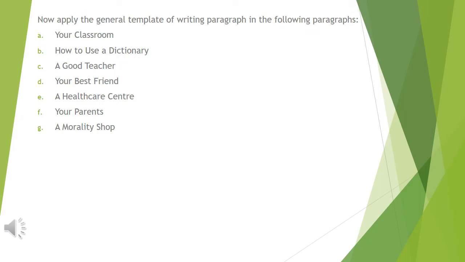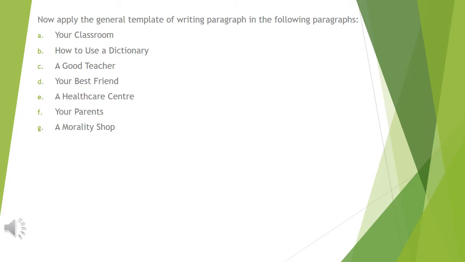Now, let us come to the application of the general template in some paragraphs from your syllabus for class 7. First of all, there is one paragraph given here, your classroom. A classroom is the place where the imparting of lesson is conducted by teachers. It is not merely a place of discharging lesson, rather much more.